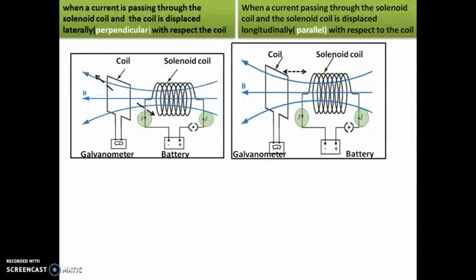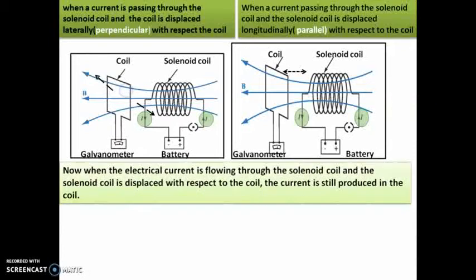Okay, so children, what you have to remember is, here we have two objects, a normal coil and a solenoid coil, and a current is flowing through the solenoid coil. Now, whenever we change the position of the solenoid coil with respect to this particular normal conductor coil, we see the deflection in the galvanometer. And what is the reason for the deflection?